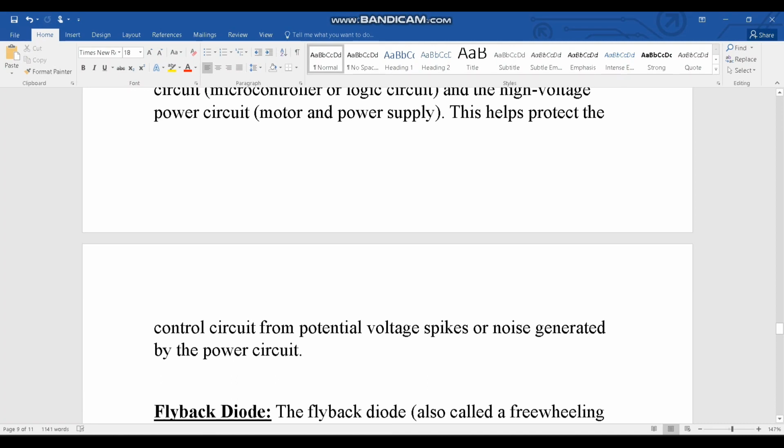Now, as we discussed earlier, the optocoupler helps to protect the controlled circuit from potential voltage spikes, damage, or noise generated by the power circuit.